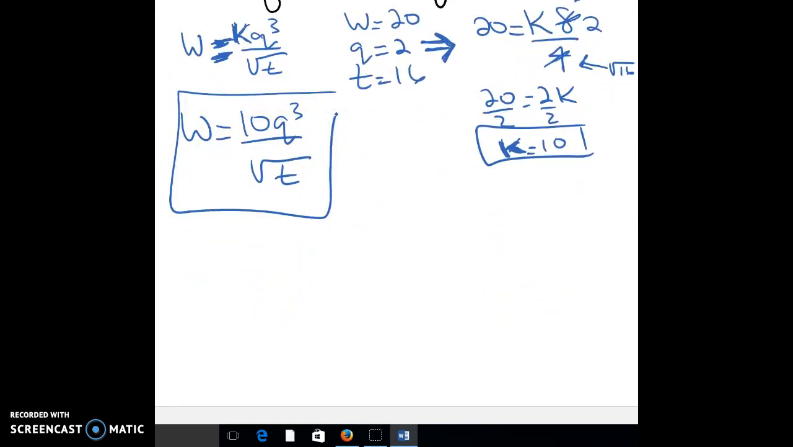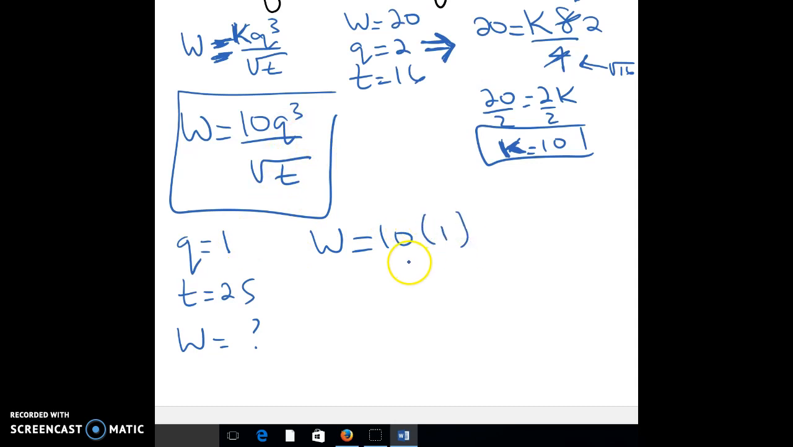So then typically what's going to happen on these types of problems is you're going to use this general formula for other cases. So for example, you might be given that Q is, say, 1 and T is 25, and they want you to solve for W. And so what you do now is it's just like using a formula. So you have W equals 10. Q is what? 1. So 1 times 1 times 1 is 1. And the square root of 25 is 5. So you get that W is equal to 2, and whatever unit that is.